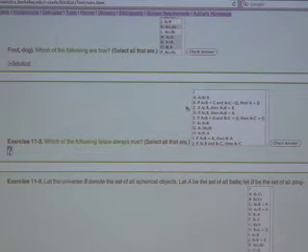All right, if A union B equals C and A intersect C is empty, then A is empty.